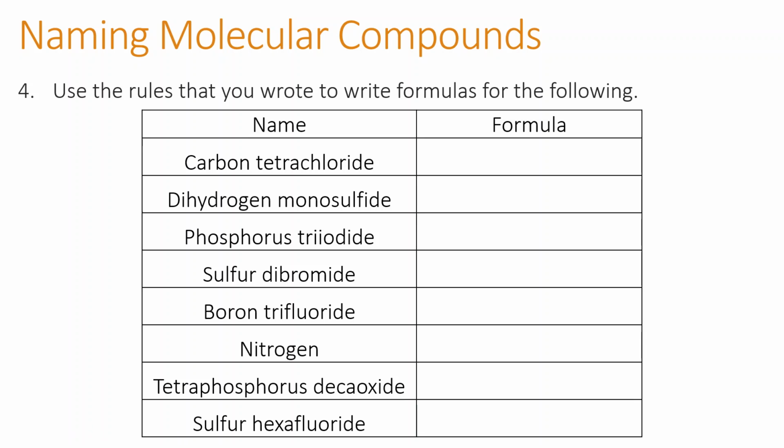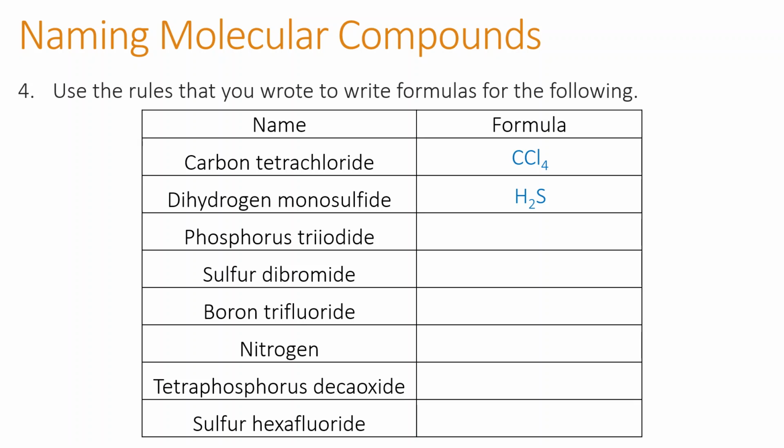So we have carbon tetrachloride. One of the rules is that we don't start with mono. So we don't have monocarbon tetrachloride, it's just CCl4. So 1 carbon, 4 chlorides. Dihydrogen monosulfide, so 2 hydrogens, 1 sulfur.